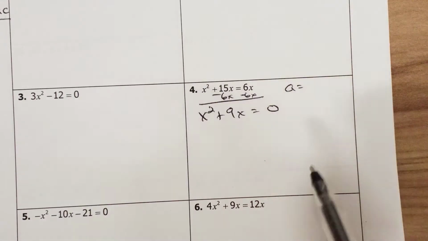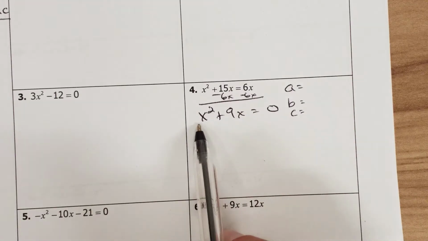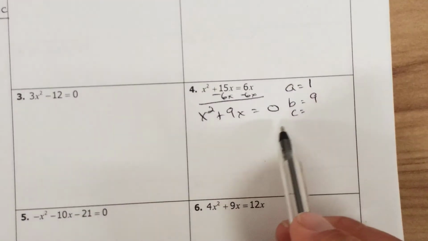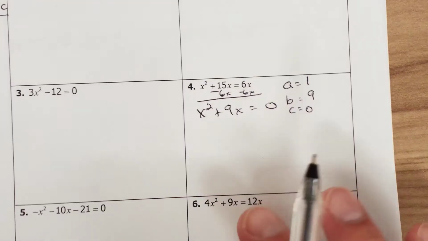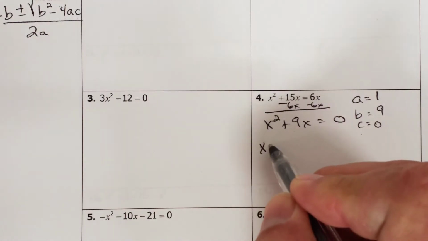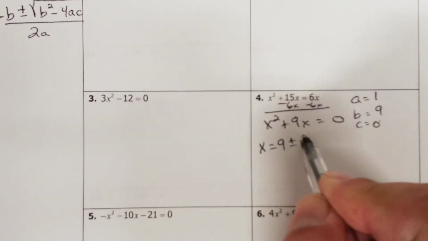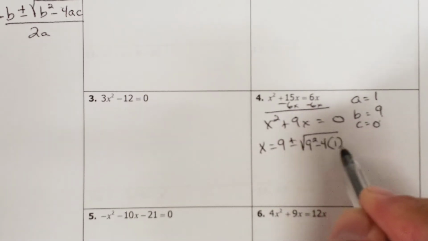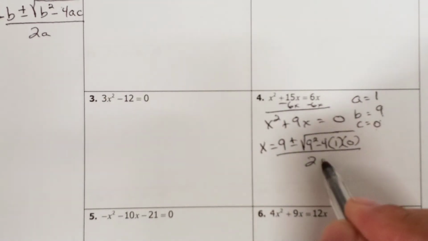Your a number, identify a, b, and c first, right? A, b, and c. Your a number is the number in front of x squared, which is 1. Your b number is the number in front of x, 9. And your c value for this, since there isn't a constant here, it's 0. And now I'm going to throw these numbers into the formula. So x equals the opposite of b, 9, plus or minus the square root of b to the second, minus 4 times a times c, all over 2 times your a number.